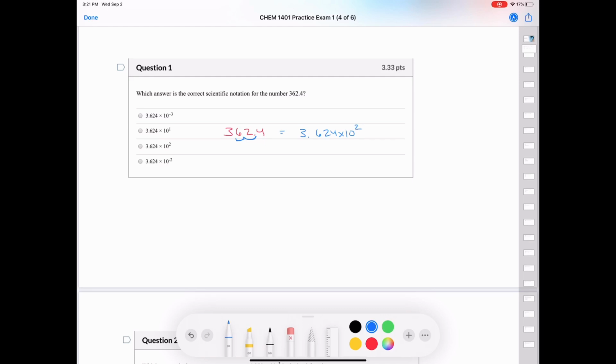So it's the same thing as if you said 3.624 times 10 squared, which is 100, and that would give you 362.4. And so here's our answer, 3.624 times 10 to the power of 2.